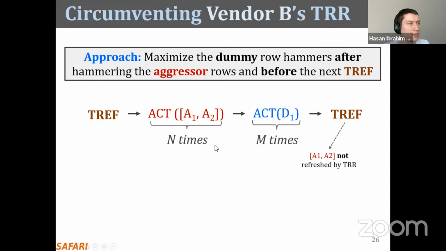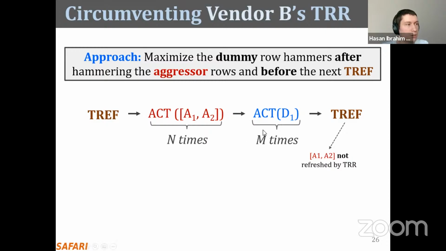And here, basically, there's a trade-off between how many times you can hammer the aggressor rows. We ideally want to hammer them a lot in order to induce RowHammer bit flips. But if we hammer them a lot, we will have a lower activation budget to activate the dummy rows. And if we cannot hammer the dummy rows by a large amount, then the TRR mechanism may not sample these rows because sampling happens with low probability.